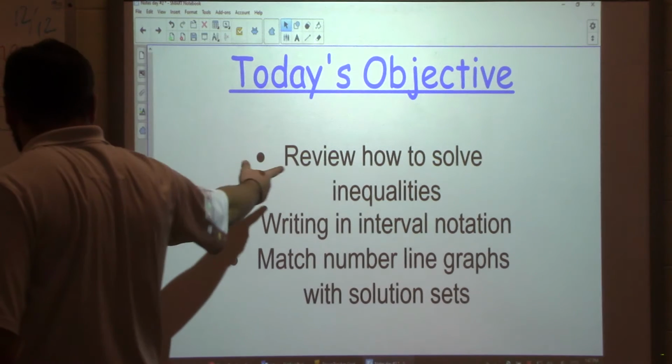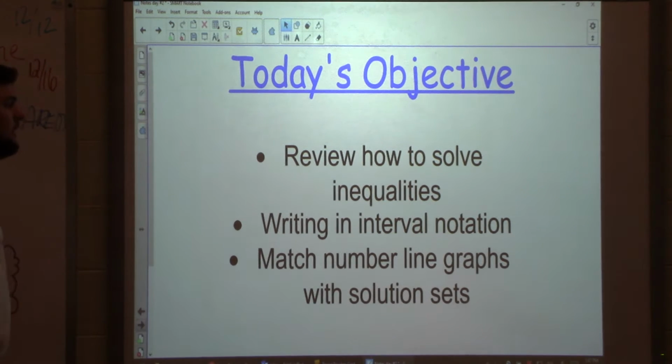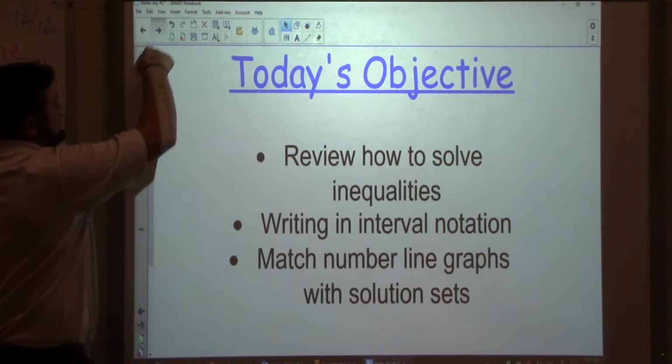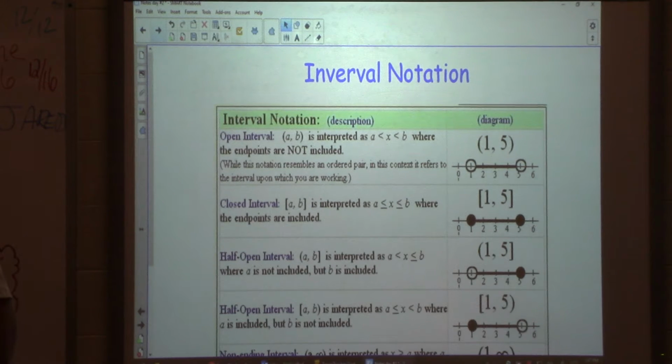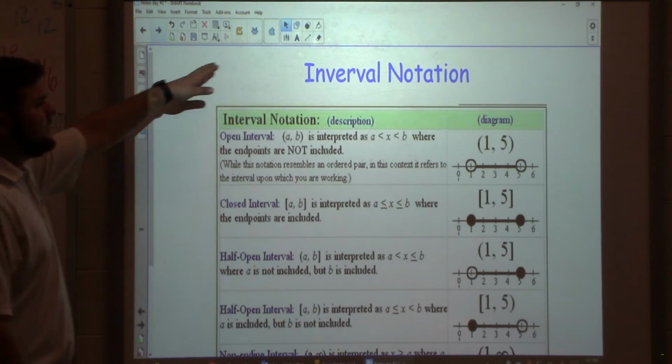So, we're talking about how to solve inequalities, which we've done before. We're talking about writing interval notation, which is new. And we're going to talk about matching number line graphs with solution sets. We're also going to talk a little bit about how to graph lines. We're going to review that for a few problems because we are going to graph inequalities later.